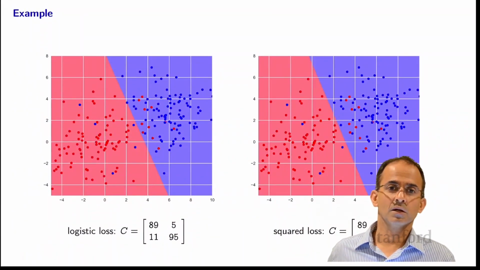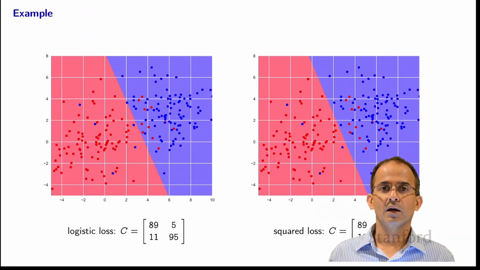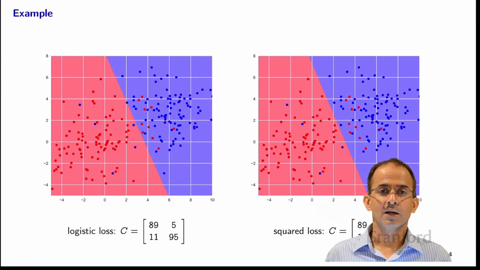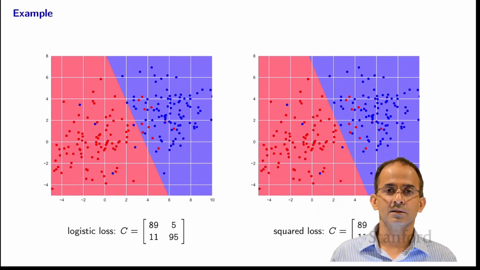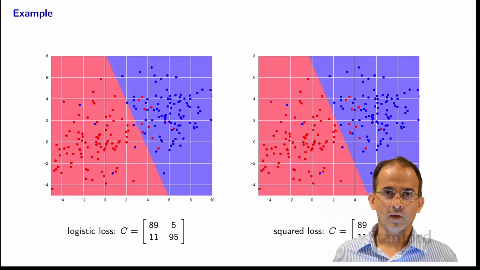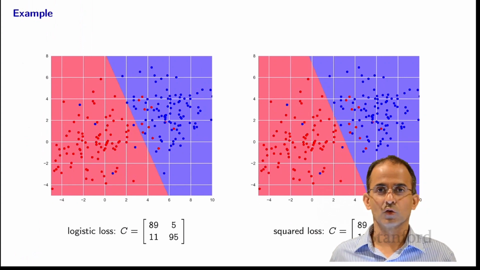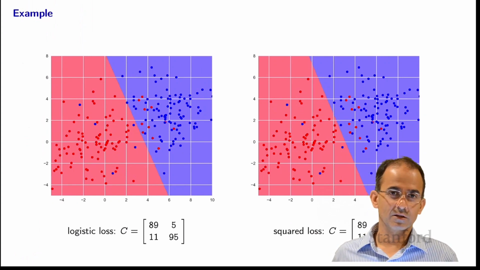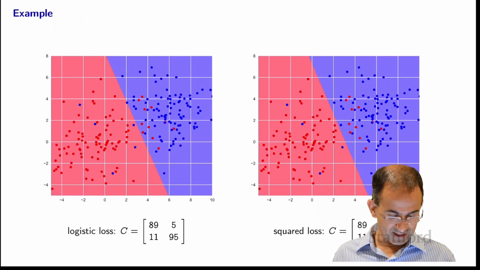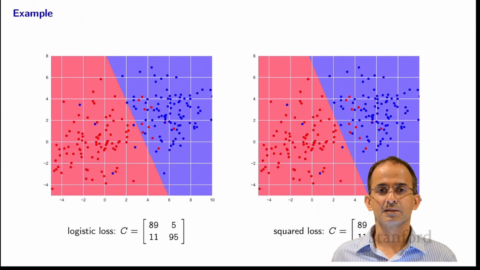Here's an example. On the left here we have the classifier that's generated using the logistic loss. There's no test set here and there's no regularization here. We've got a lot of data points, and so there's no real benefit in either of those. And this is just, of course, a toy example. And you can see the logistic loss gives us an error of 16% on this particular data set.